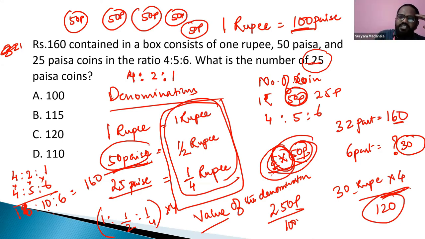If you convert this, how many coins? See, 1 coin is 25 paise, that is 1/4 rupee. If you want to make it 30 rupees, how much do you need to do? 1/4 rupee is 1 coin, so 30 rupees means 30 multiplied by 4. Cleared? The last one is a little tougher one, I understand.